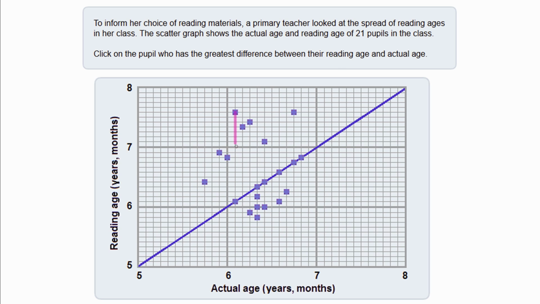And that will be this one. So if you have a look here at the distance for this point, it's much higher than any other distances to the line, okay? So the answer for this question is this point here.